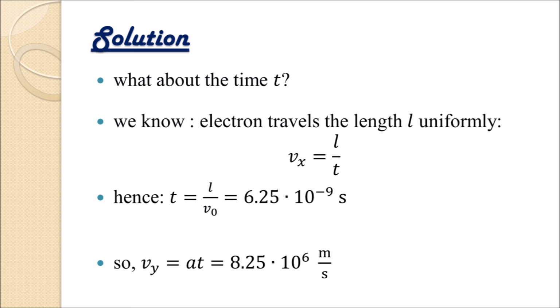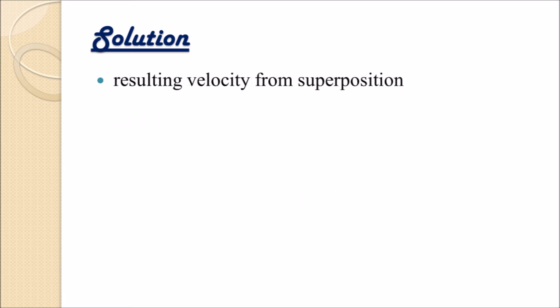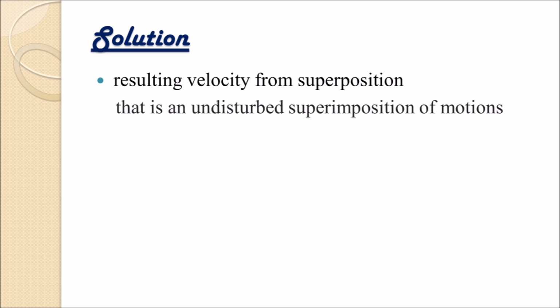How do we combine them? Because our electron is apparently traveling with one velocity. In order to get a resulting velocity, we need to know about superposition. Superposition means that we have an undisturbed superimposition of the motions. It means that, yes, in horizontal direction, we have our uniform motion, whereas in vertical direction, we have an evenly accelerated motion. But those two different kinds of motions on the same object do not influence one another.